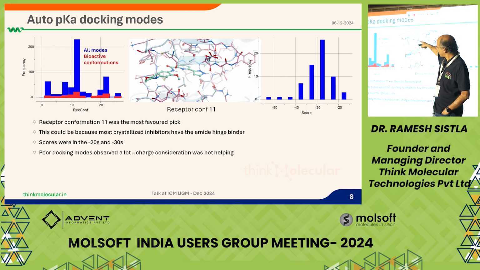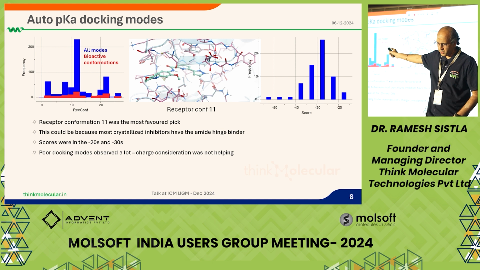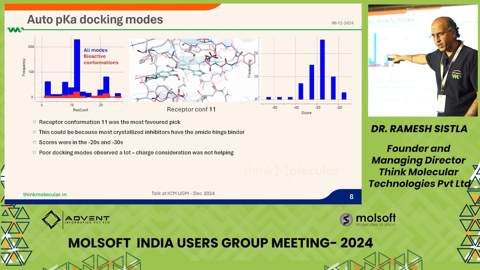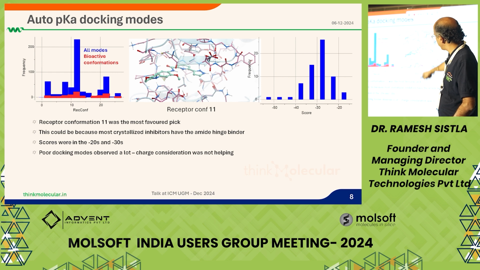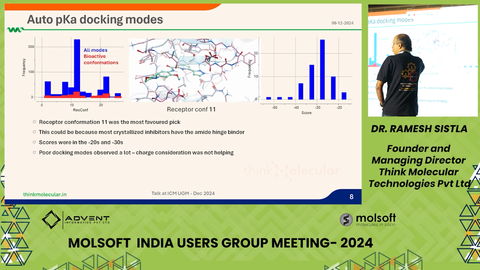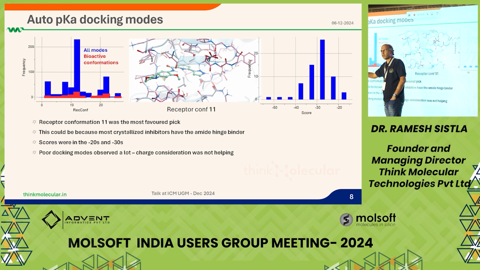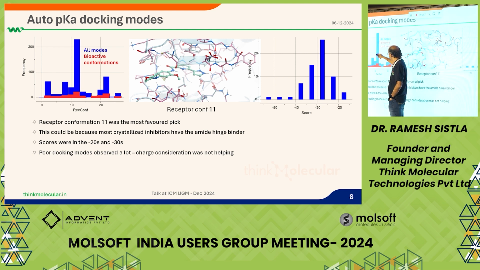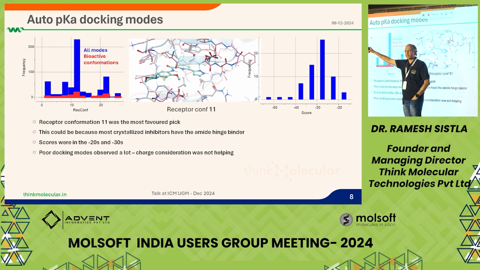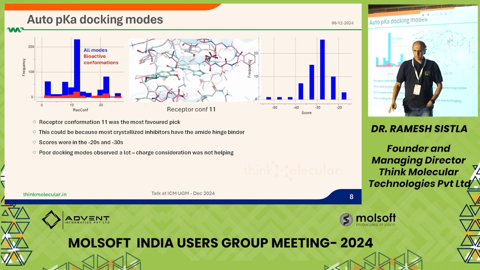The left side one shows you which receptor conformations were picked most frequently. The blue one shows all modes, including the not so good modes, because with 10 per ligand we had about 590 modes. Out of that, receptor conformation 11 was actually picked more than 200 times. There is a reason for that.